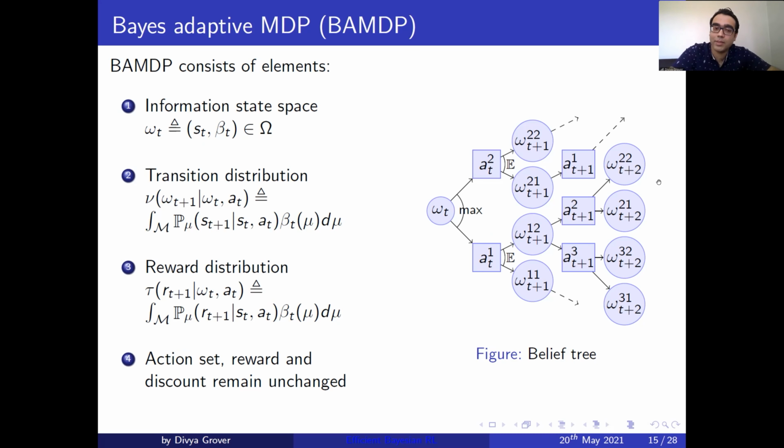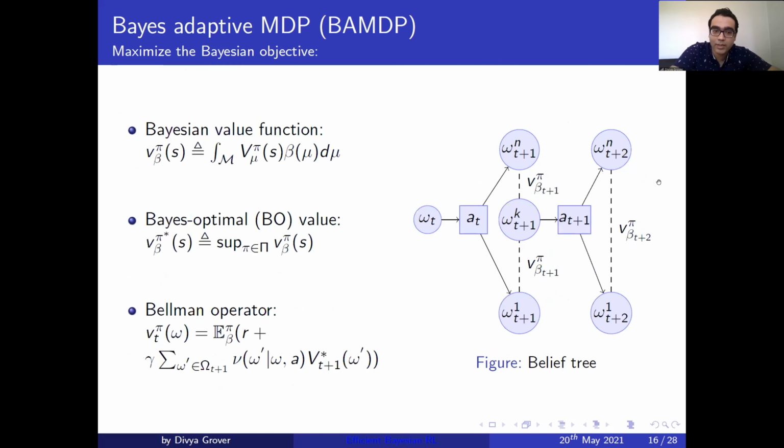Here, this is the Bellman operator on the bottom left. You see this transition distribution, nu of omega prime given omega and a. Yes. This one actually changes as you grow the tree. Yeah. Okay. Thank you.